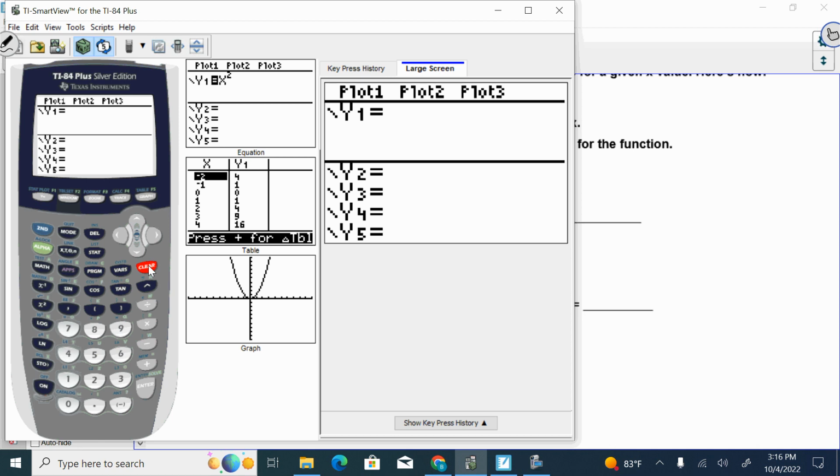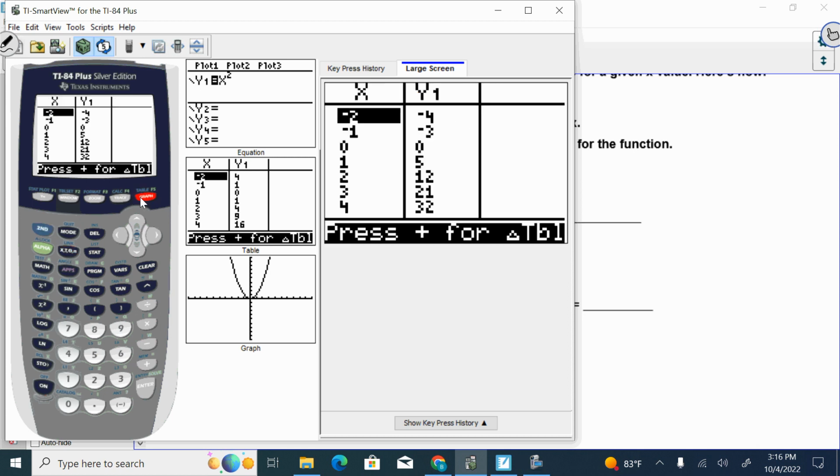Well, they said f of x was equal to what on our paper? f of x equals x squared plus 4x. Good, so that's what I'm going to type in. All right? And then I'm going to go ahead and press second table, and that's going to pull up a list of all the x's and all the y's.